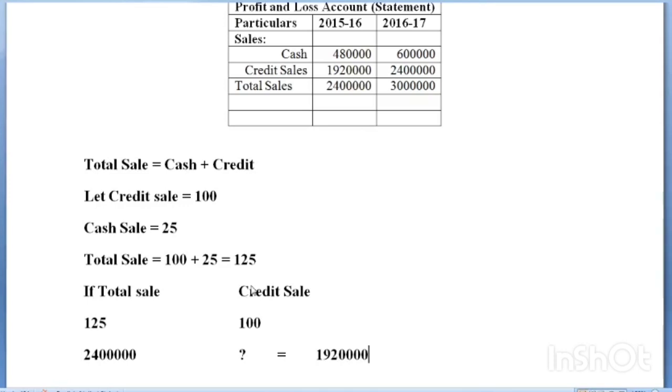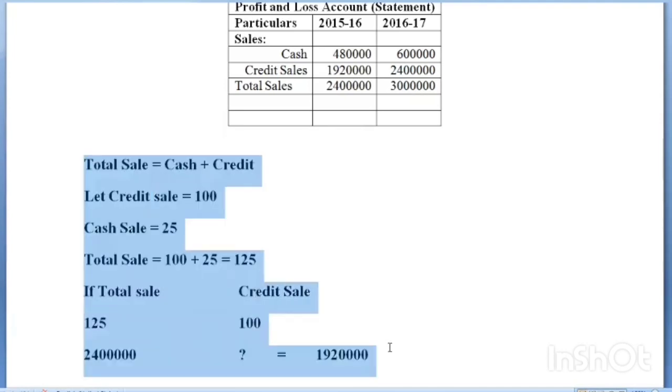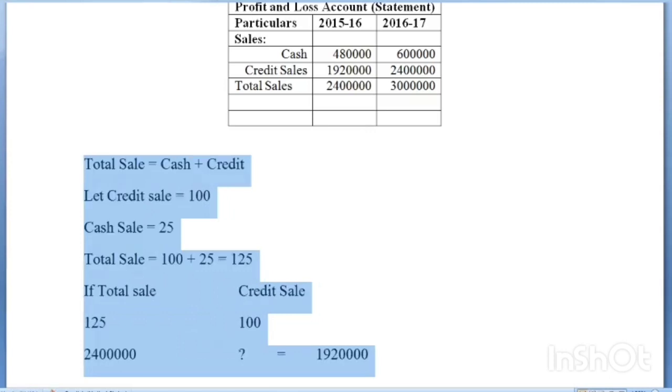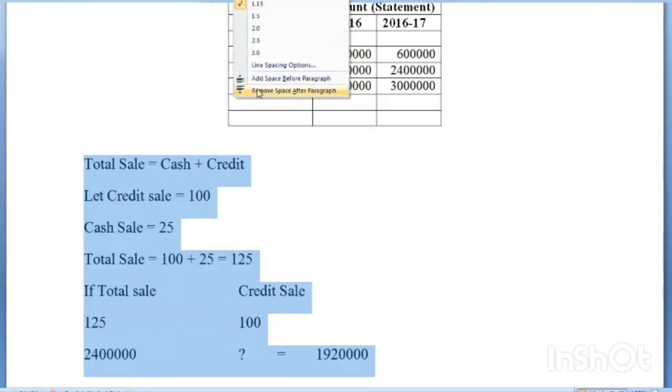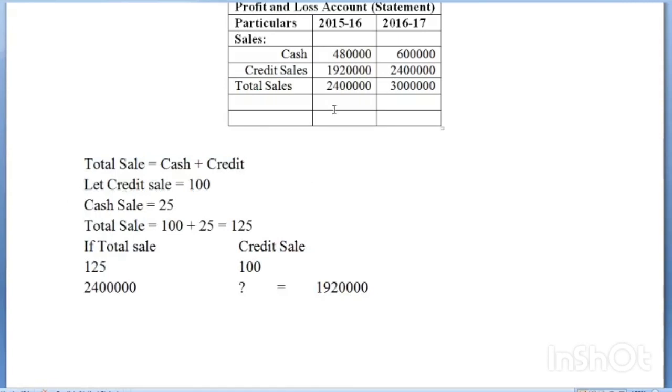In short, your cash sale is 1/5 portion of total sale. 125 to 25 means what? It is the fifth part, 1/5. So we have to take the fifth part. Now you got it? Yes, sir. Okay. So I will not go into the detailed calculation of it. I just explained it here. In the same way, you can calculate for 2016-17. Okay, this is the working.